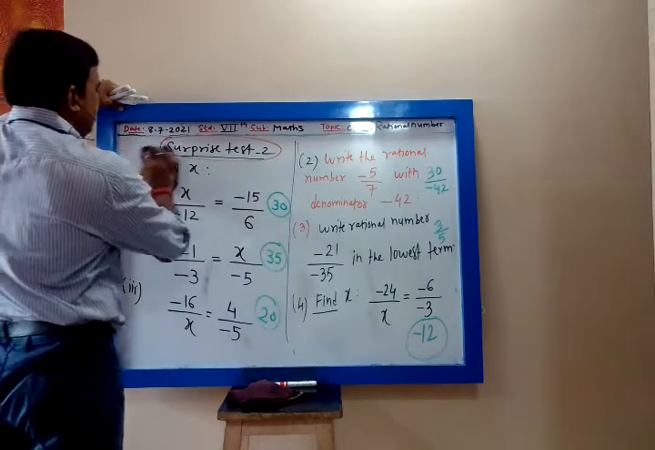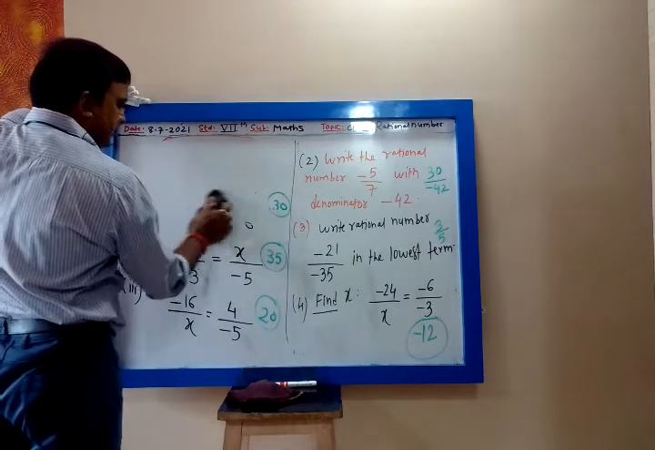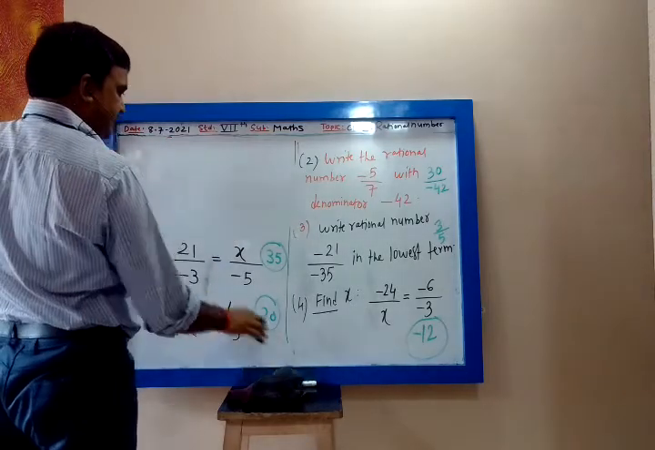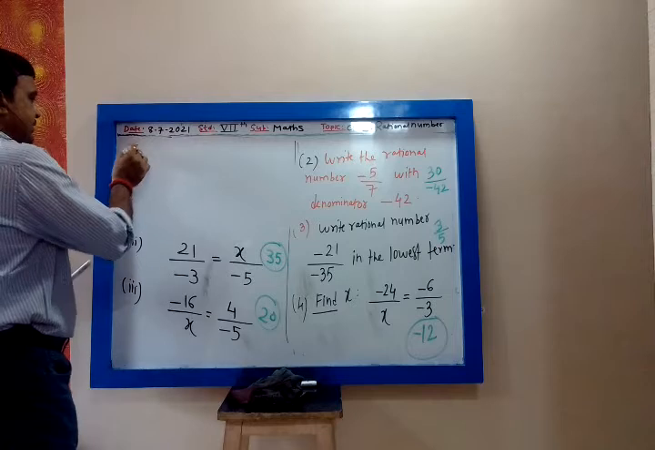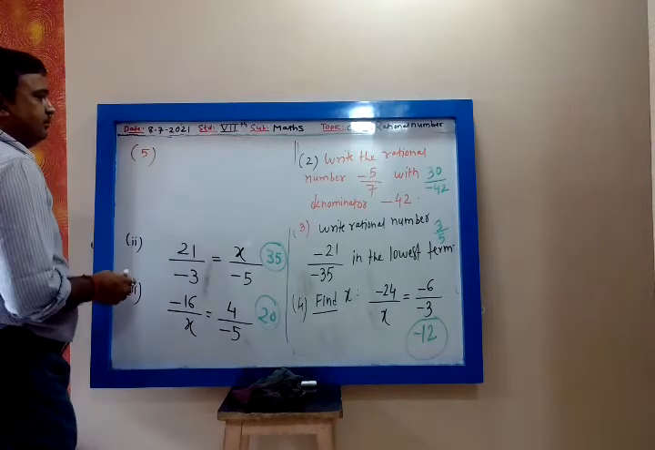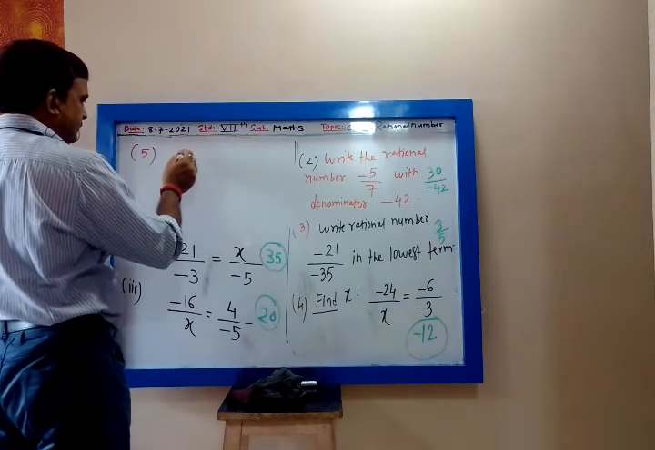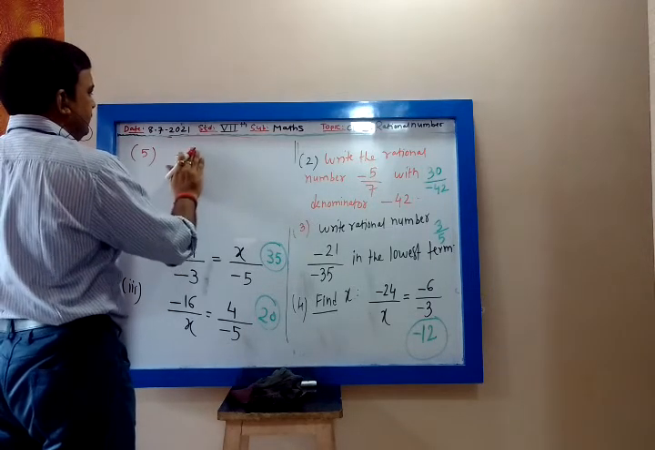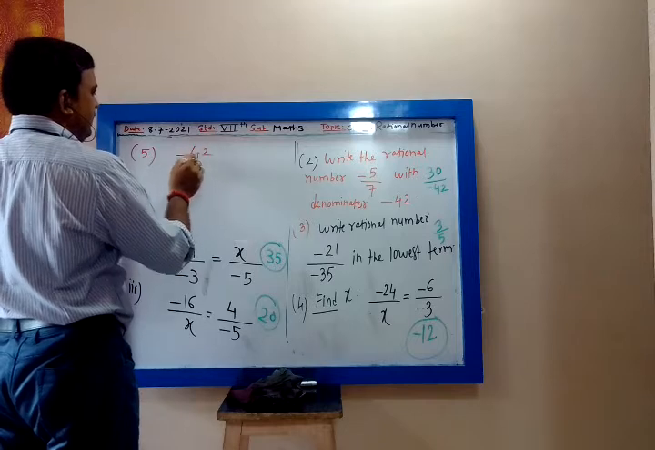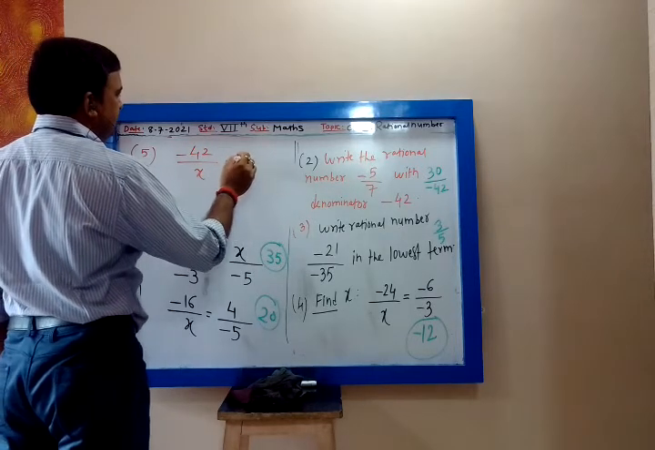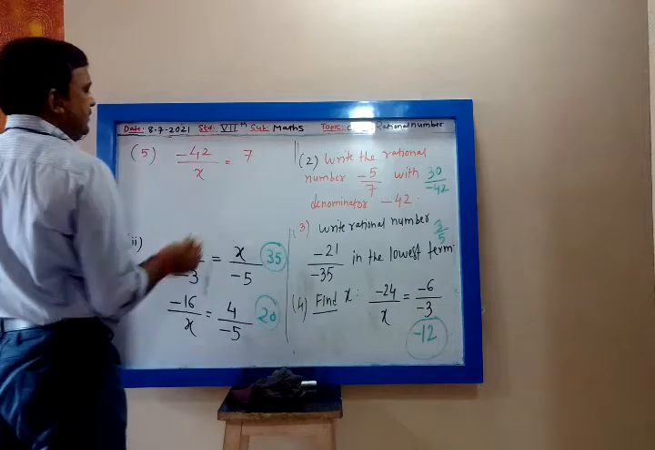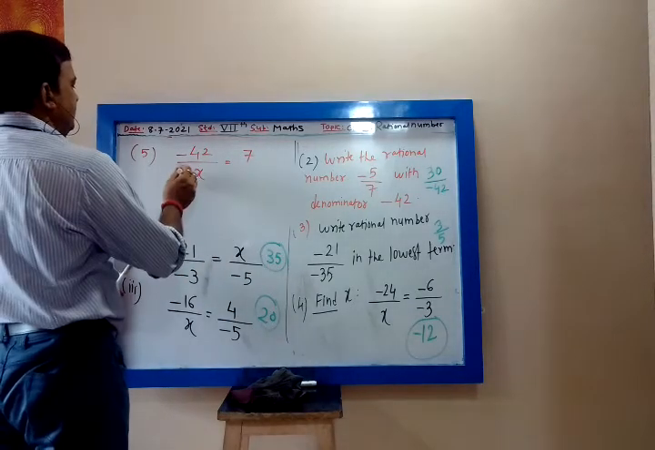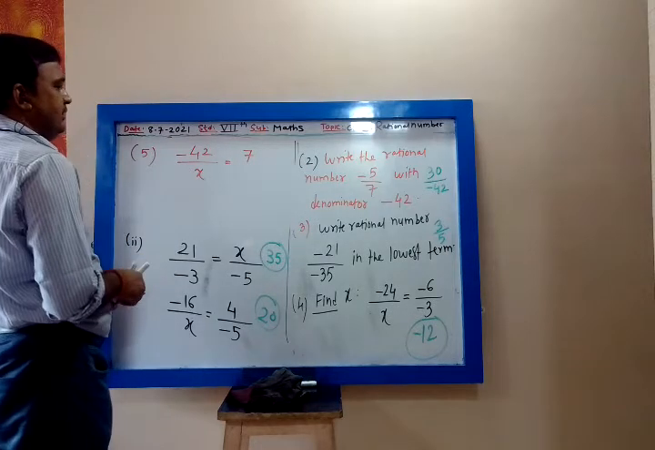Then let me give you one more surprise. This is the fourth one. Let me complete 5 questions. Fifth one: minus 42 upon x is equal to 7.